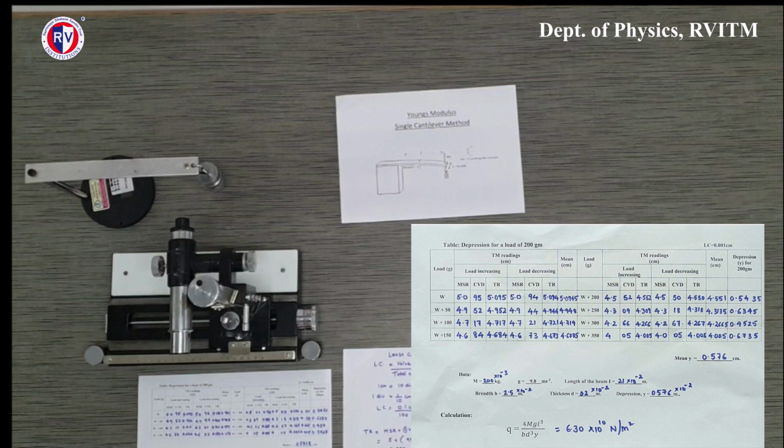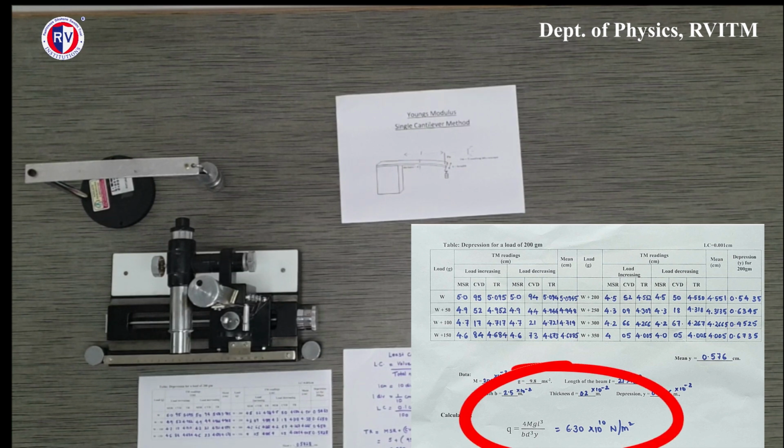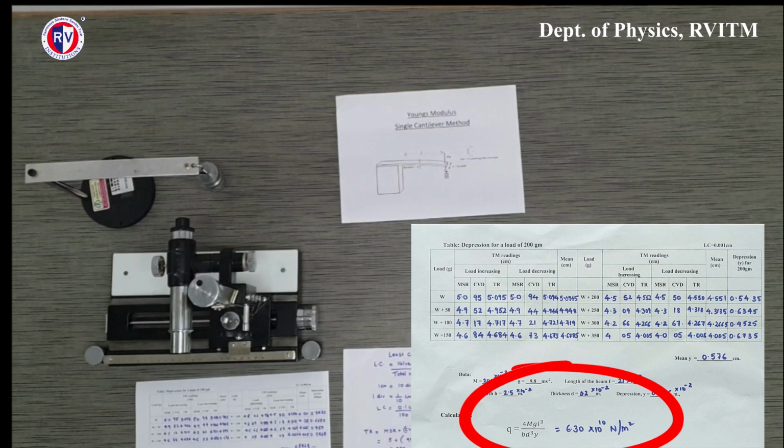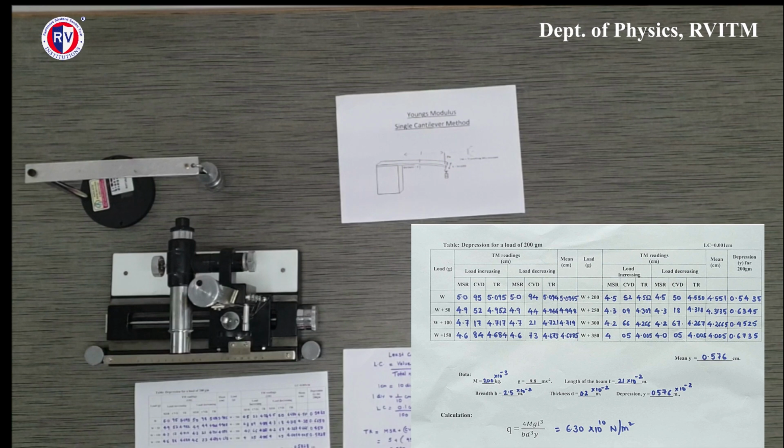The simple thing we have to do now is continue our calculation of finding my Young's modulus. So, Q, as I told you, is given by mg L cube divided by b d cube y. If we do these calculations, we will find that my Q comes to 6.22 into 10 to the power 10 Newton per meter square. So, by doing this simple experiment, we were able to calculate the Young's modulus of this beam here.